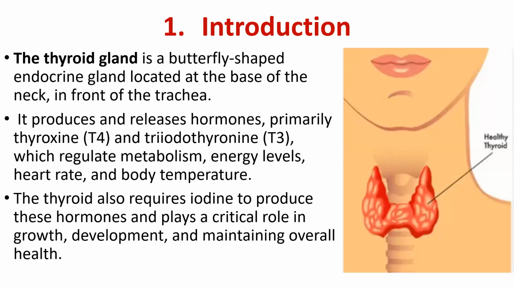So it just produces and releases T4, thyroxine hormone, and triiodothyronine, T3, which work in regulation of the metabolism, energy level, heart rate, and body temperature. During their function, they usually require iodine to produce these hormones. That's how it is. They utilize iodine to produce these hormones.